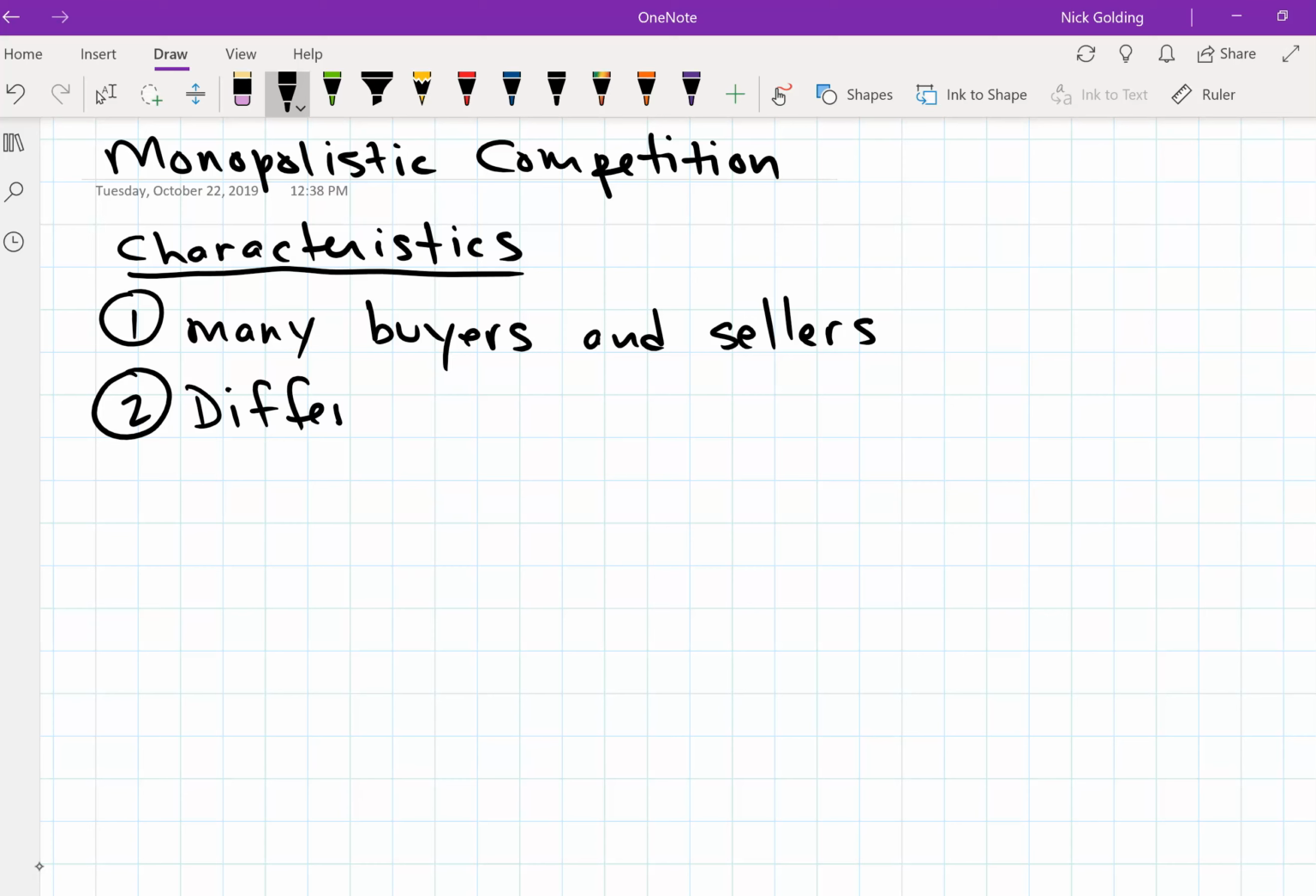Here's the key difference. It's not identical products anymore. The products are differentiated. We're not selling the identical product anymore, and that's the key idea. Differentiated products means they are similar, but they're different in some way. And they can be different in several ways.